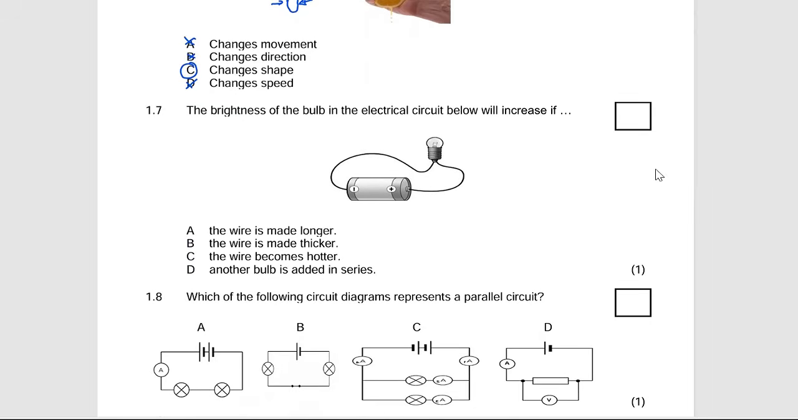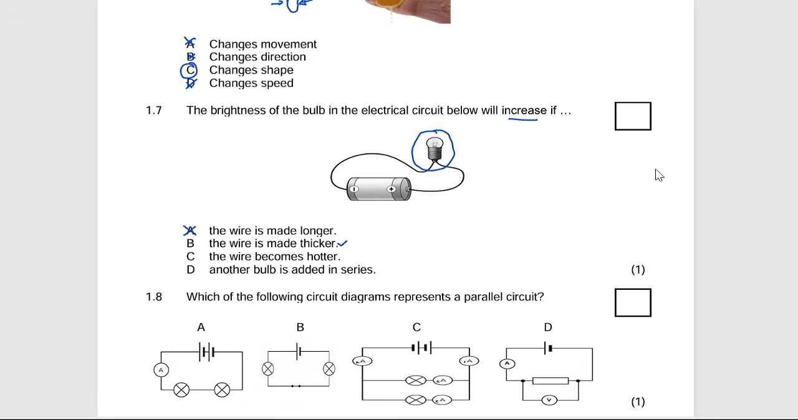Then we proceed to question 1.7, which reads, the brightness of the bulb in the electrical circuit below will increase if, okay. How is it that the brightness of this bulb increases? Which conditions will make the brightness of the bulb increase? Condition A says the wire is made longer. The wire is made longer. This is an incorrect option. Then the next option says the wire is made thicker, right?